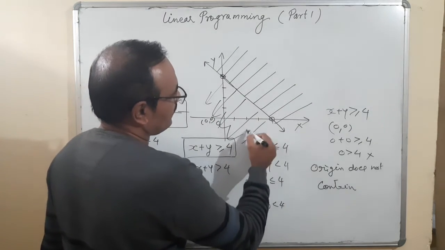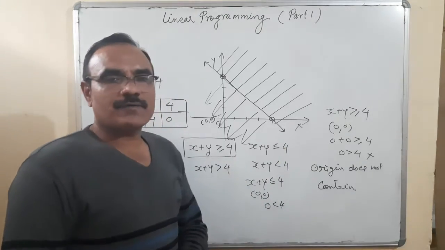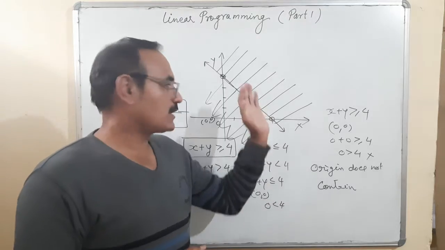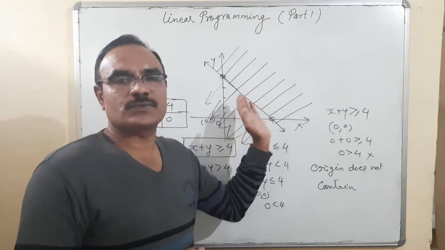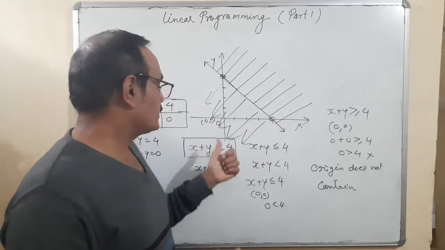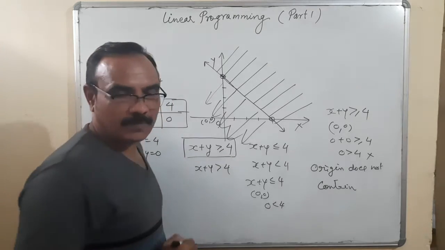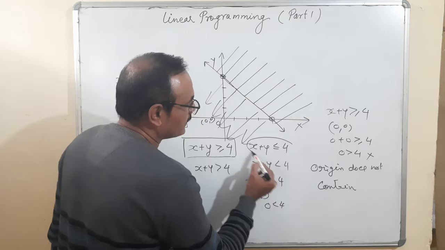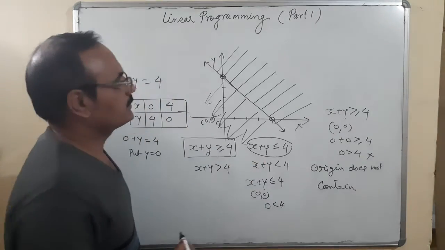Is it okay? So this is the way by which we determine which area we are talking about, whether it is away from the origin or towards the origin. So this is called inequality, right? Here actually this is not an equation, it's called a constraint.